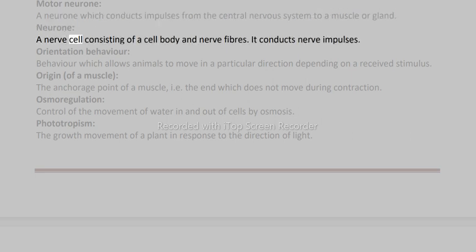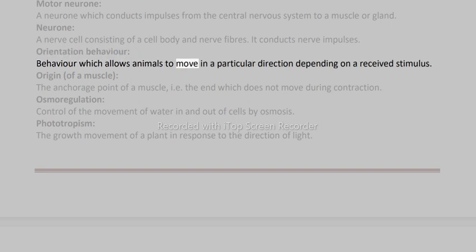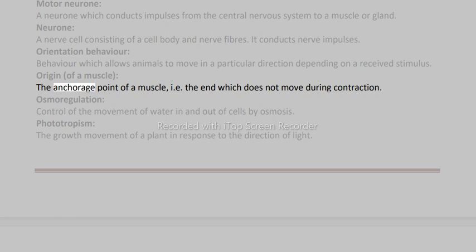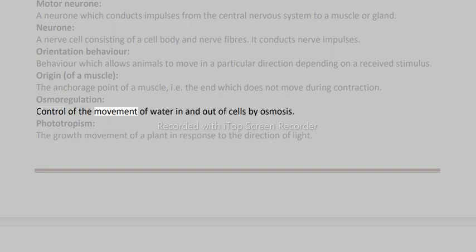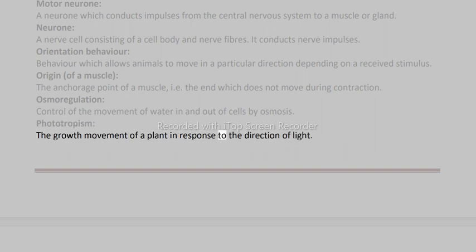Neuron, a nerve cell consisting of a cell body and nerve fibers. It conducts nerve impulses. Orientation behavior. Behavior which allows animals to move in a particular direction depending on a received stimulus. Origin, of a muscle, the anchorage point of a muscle, i.e. the end which does not move during contraction. Osmoregulation, control of the movement of water in and out of cells by osmosis. Phototropism, the growth movement of a plant in response to the direction of light.